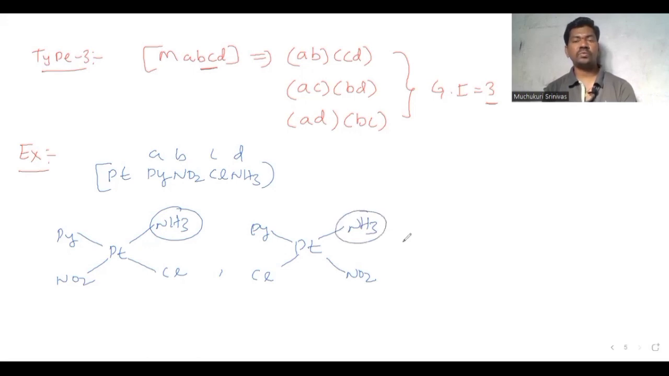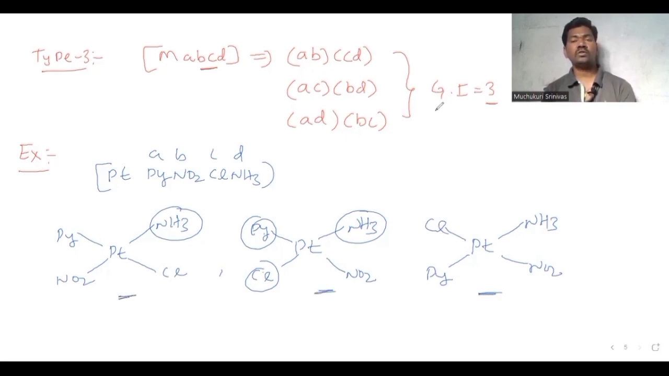So if you fix this position again, and rotate these two ligands, this one and this one, you will get one more isomer, NH3. Here NO2 will be there, and here pyridine, and also this one Cl. So this is another type. So in total what are we getting here? 3 geometrical isomers in this case. Very important, students.